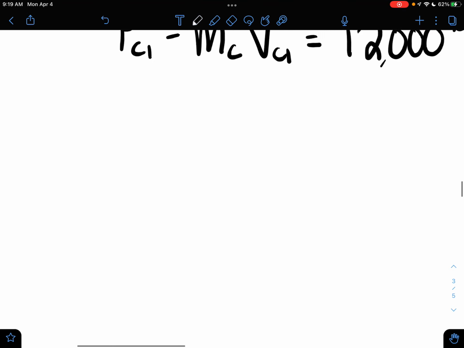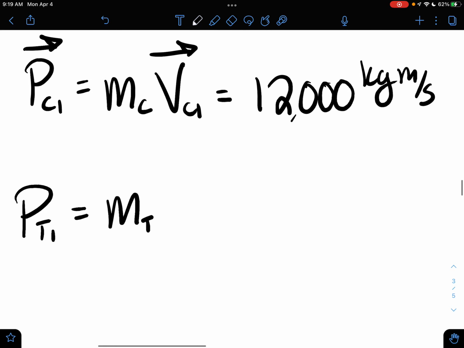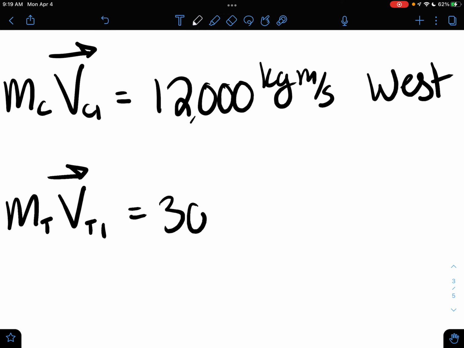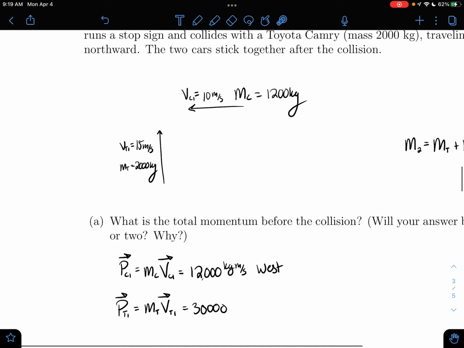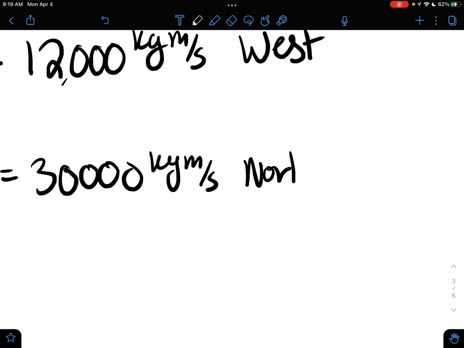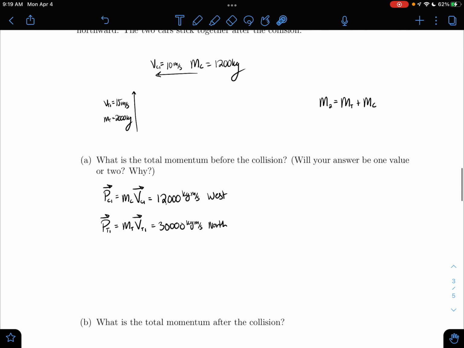Okay? So now we say that our momentum of the Toyota is the same thing, our mass of that Toyota times our velocity. Again, these are still vectors, so we're going to say that it's 30,000, because that's 15 times 2,000, yeah, 30,000 makes sense, kilogram meters per second, and that's going north. Again, we just take the direction of our velocity vector there.